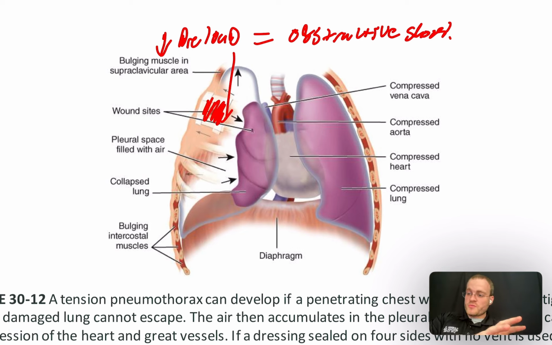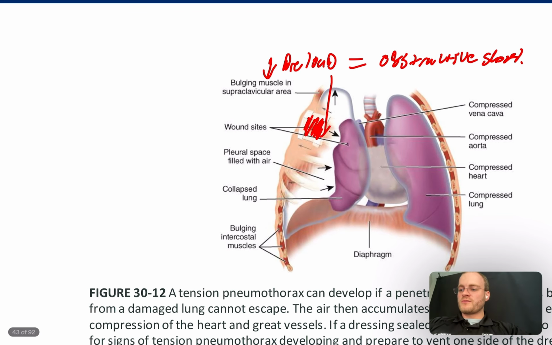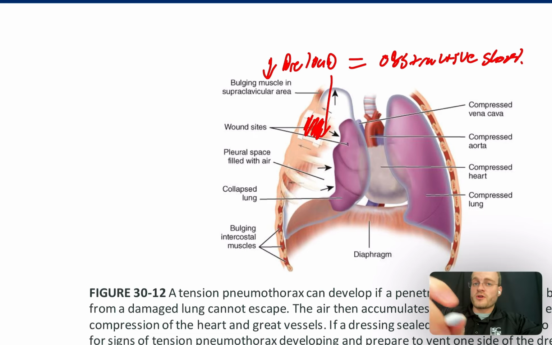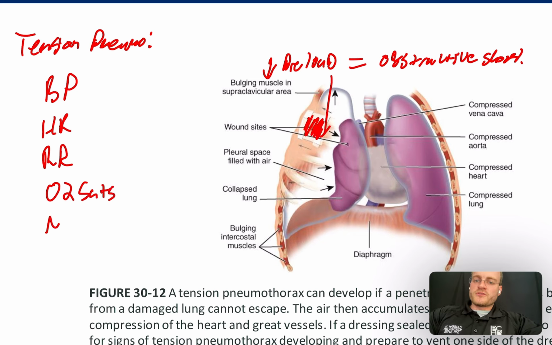Back onto a tension pneumothorax, which is a very important thing to know. Let me write out these vital signs. What do you see with a tension pneumothorax? What are the vital signs we're going to see? Name these off with me. The blood pressure is going to do what? The heart rate? The respiratory rate? Their O2 sats? Their mental status? And JVD, we'll talk about that, does what?